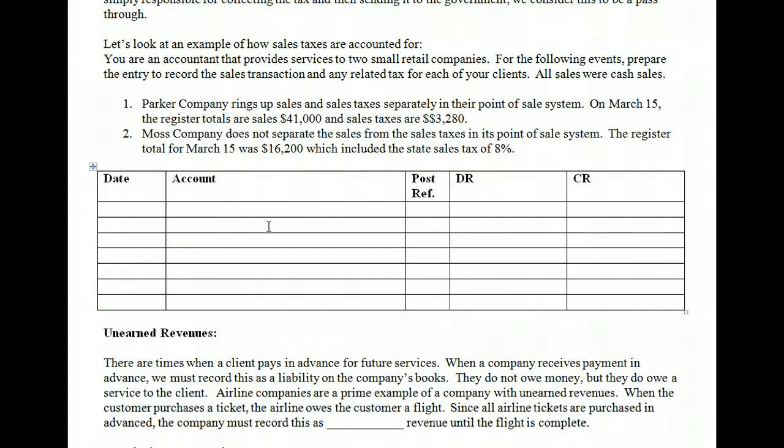In South Carolina, we do have sales taxes, and that's where I am teaching. Now, a retail store is responsible for the collection of the sales tax and then simply sending it to the government. So, when they collect the sales tax, we refer to that as a pass-through. They're simply going to collect it, and then they're going to turn around and record it in their books and then send it out to the government at the appropriate time.